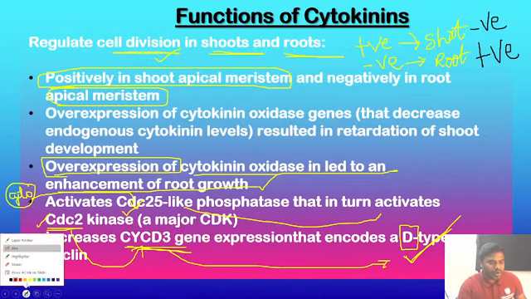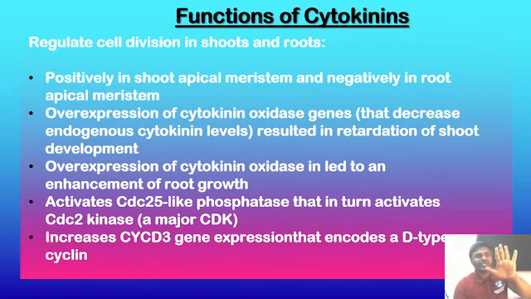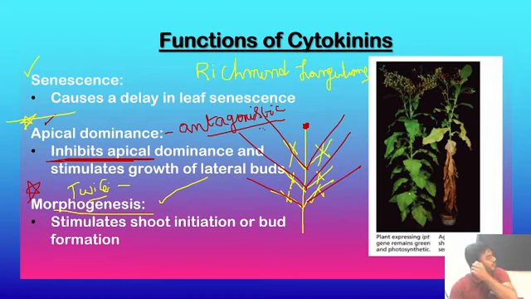We have studied so far all the functions of the cytokinin. I'll just summarize in 1 minute. Cytokinin will show positive growth in the shoot, negative growth in the root. But due to mutation, it will show the opposite: positive growth in the root and negative growth in the shoot. Cytokinin also plays a key role in cell cycle regulation by activating cyclin D. Then the next very important statement: cytokinin always delays senescence. Next point, cytokinin inhibits apical dominance, whereas auxin promotes apical dominance. That's why we can call cytokinin and auxin antagonistic to each other.